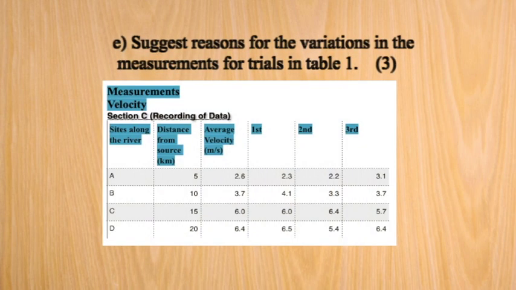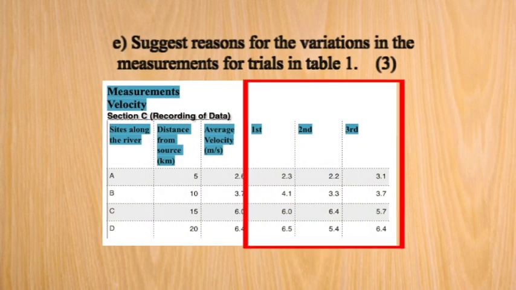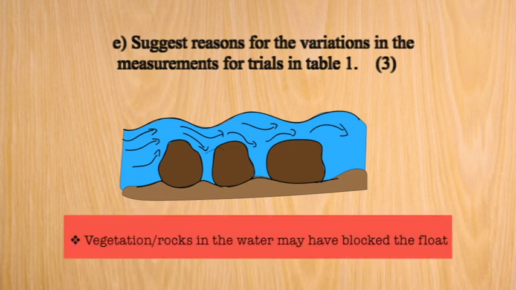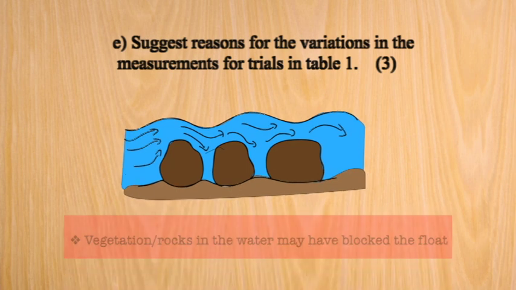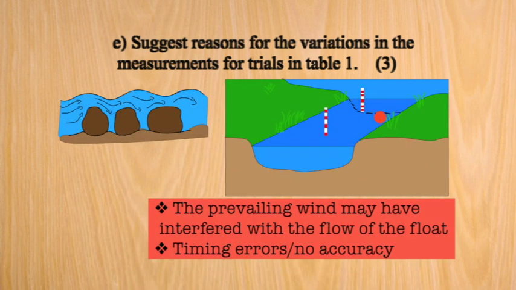Question E. Suggest reason for the variation in the measurement for the trials in table 1. Vegetation or rocks in the water may have blocked the float. Prevailing wind may have interfered with the flow of the float. Timing errors or no accuracy.